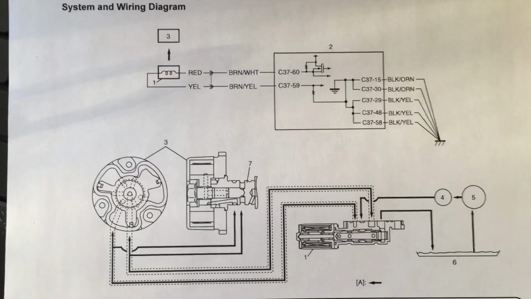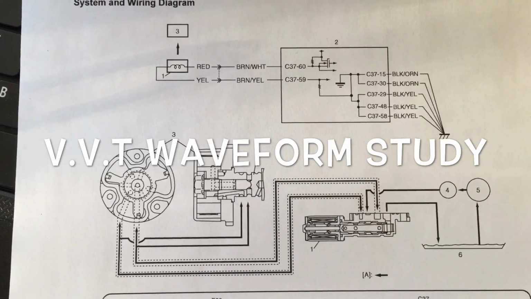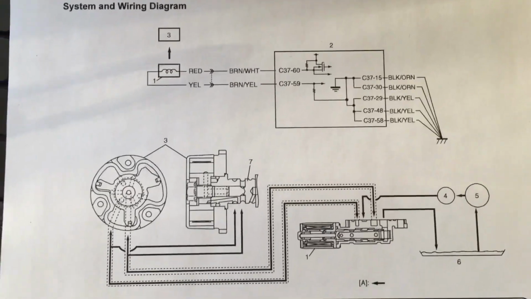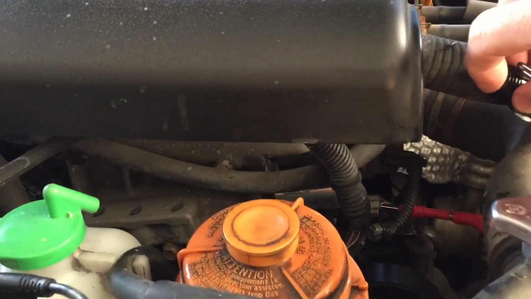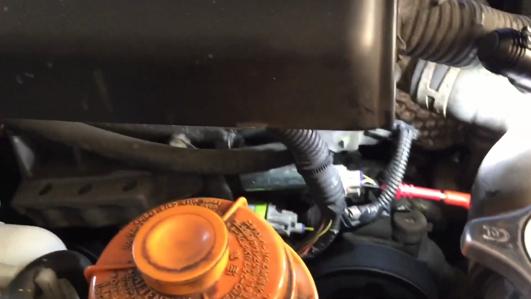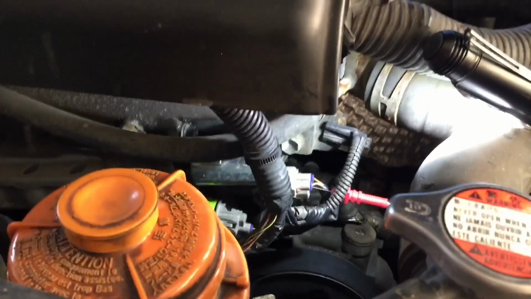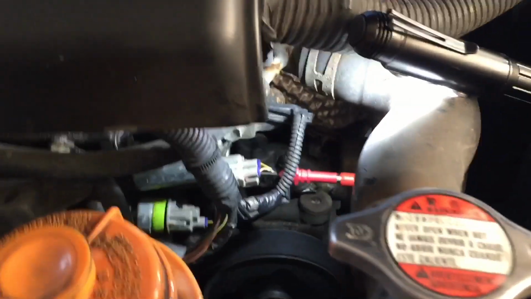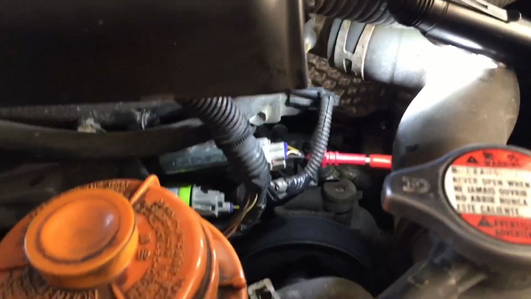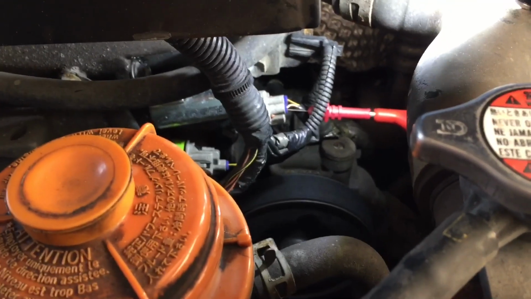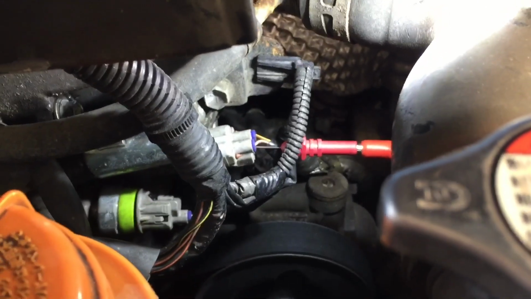I've been intrigued by the variable valve timing system lately, so I thought I'd come out to my car and actually take a look. Can you see the solenoid there, the silver oil control valve, the silver cylinder there? I've got the connector back probed, in the brown and white wire. You can see it. And the other wire, of course, is just going to ground.